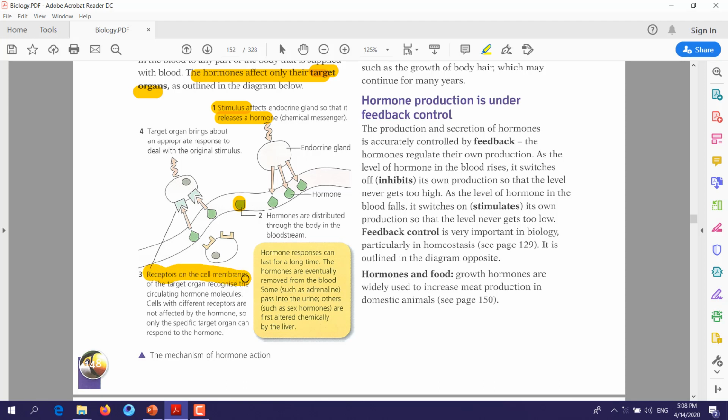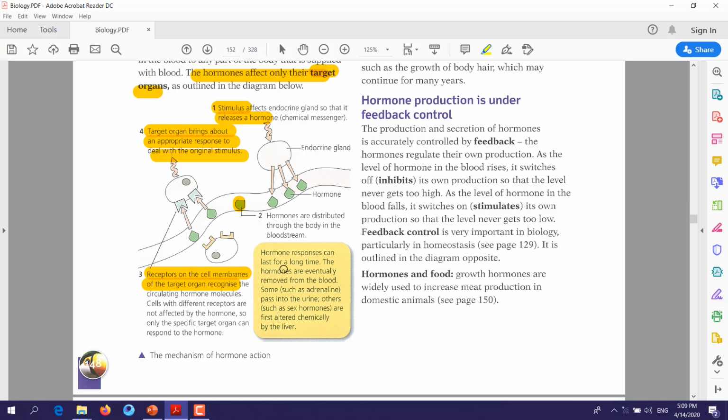Receptors on cell membranes. As we know, each cell has a cell membrane. This cell membrane allows substances to go in and out. But how? Through specific receptors. Receptors on the cell membrane of the target organ recognize the circulating hormone molecules. Okay? Then the hormone will attach to the receptor and will go inside the cell. Then the target organ brings about an appropriate response to deal with the original stimulus.